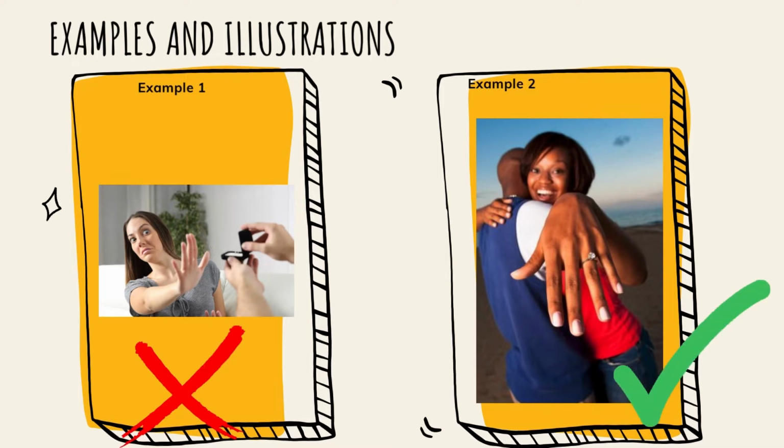The first photo shows a sad or negative feeling. It shows rejection. While the other picture shows a positive or happy feeling because it clearly shows that the girl accepts the proposal of his or her boyfriend.